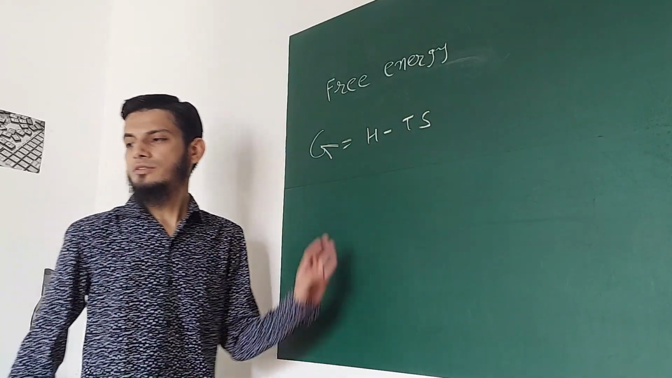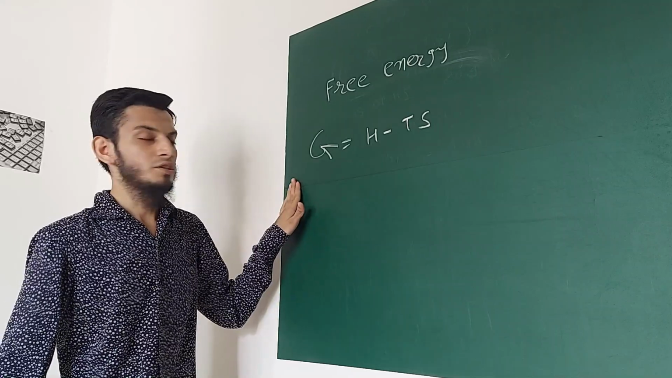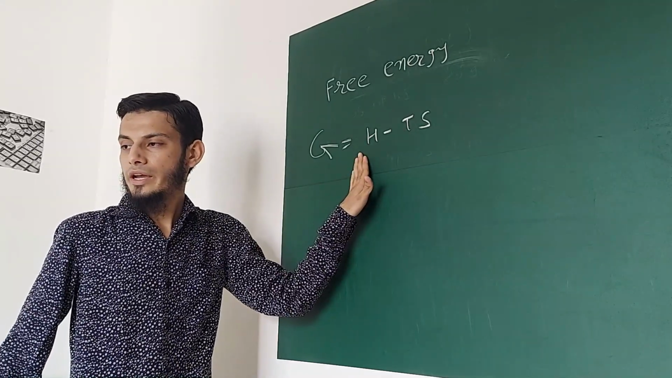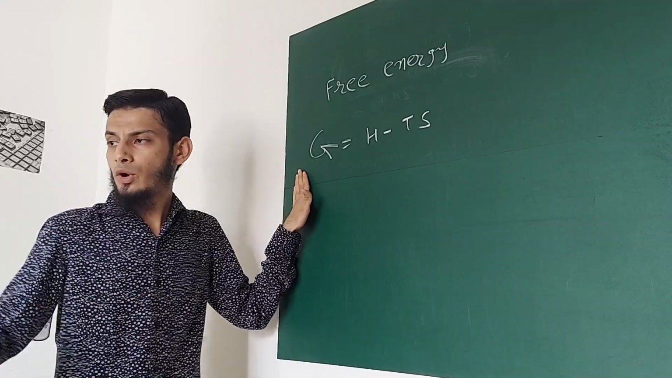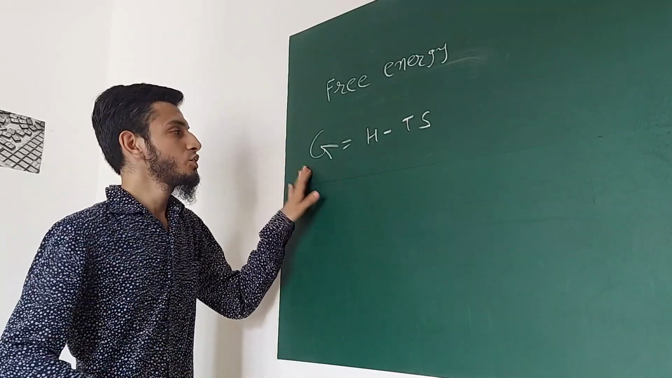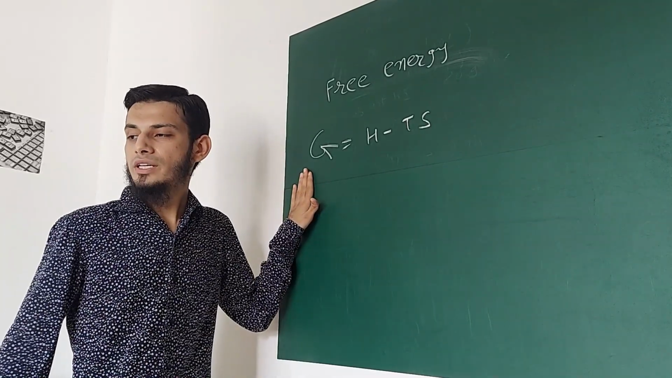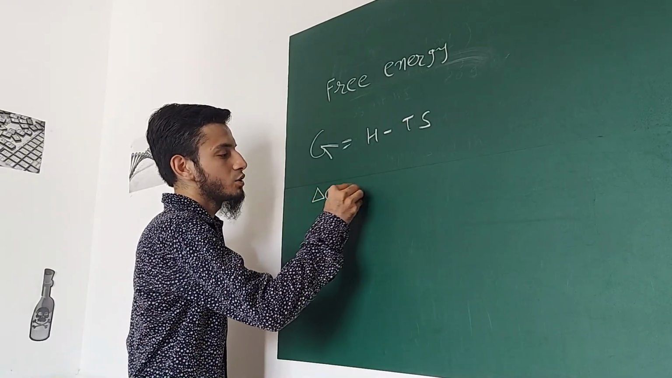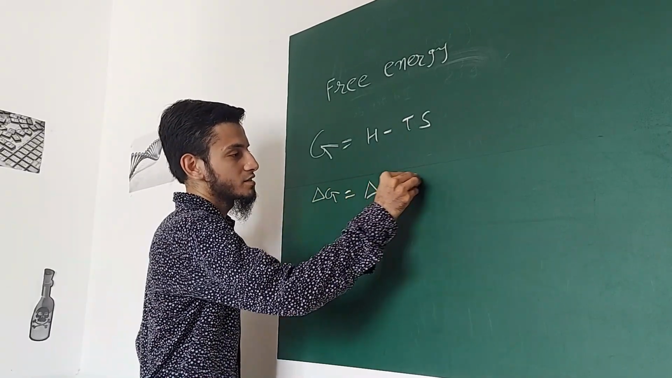It is the free energy. G is the free energy. What does it mean? You have to subtract the TS from the enthalpy. Very important concept. We cannot determine the absolute value of free energy, so we write it as delta G is equal to delta H minus T delta S.